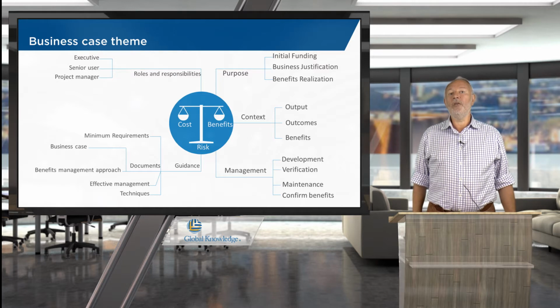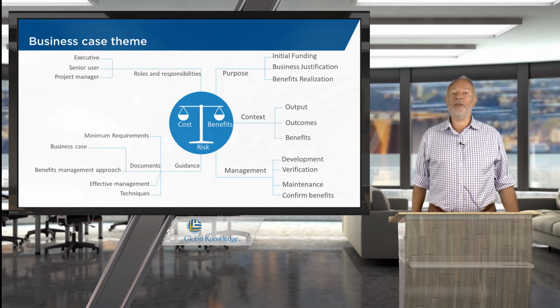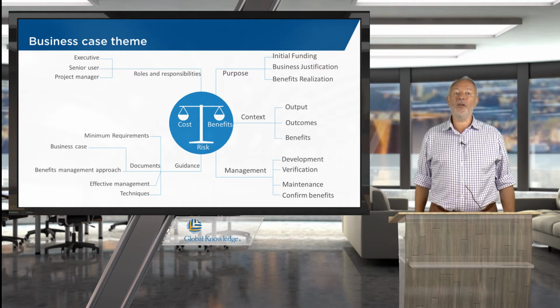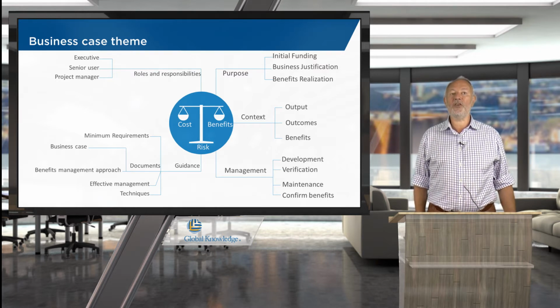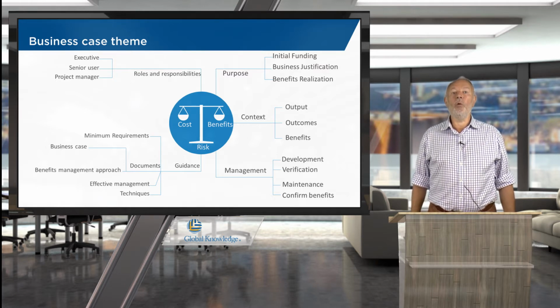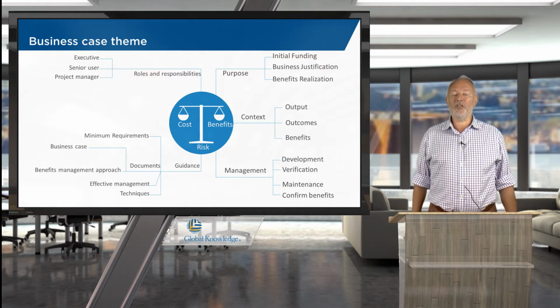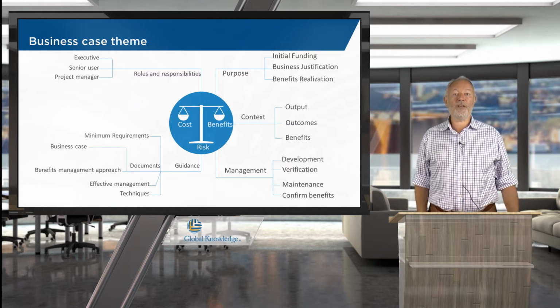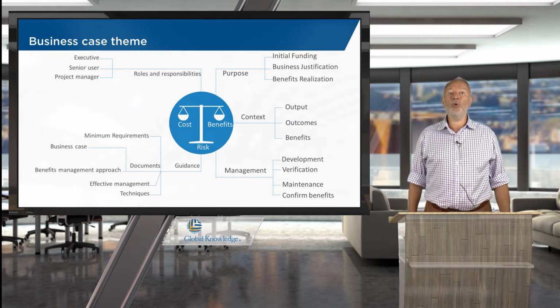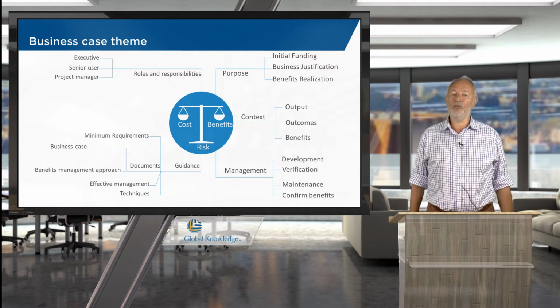So this means then that we'll have a business case to help us to get initial funding. So during starting up the project, so before the project even starts, there'll be an outline business case to help us to secure the initial funding. Then during the project, we'll use the project business case in order to get business justification to confirm that the project is still viable. And it will also be used to help us to realise our benefits. So confirming that the benefits have been delivered during the project.